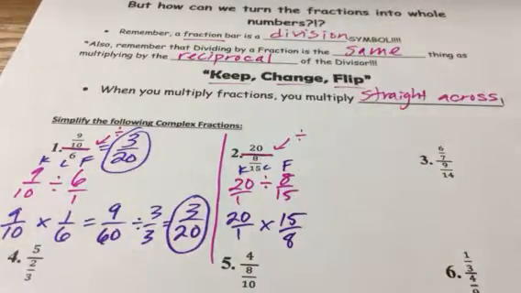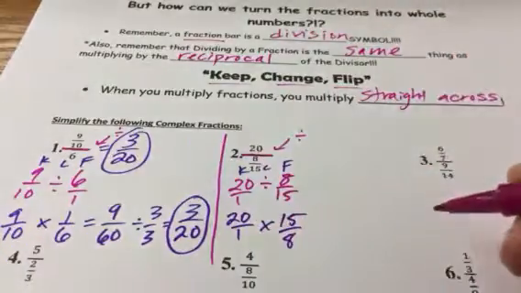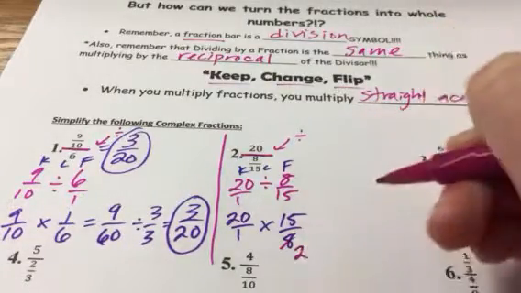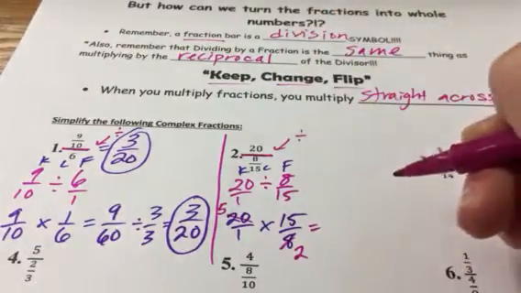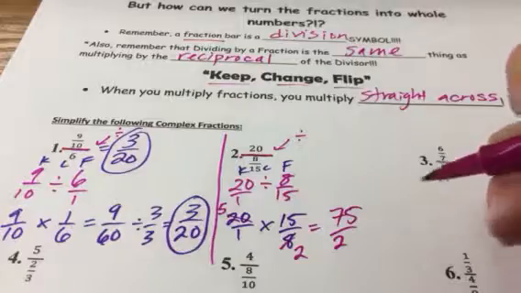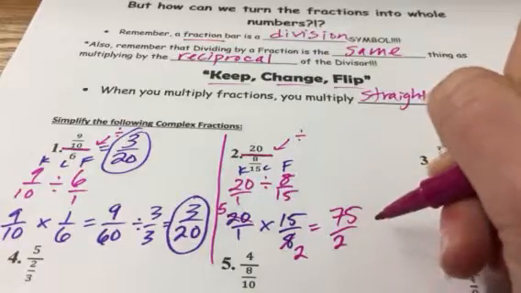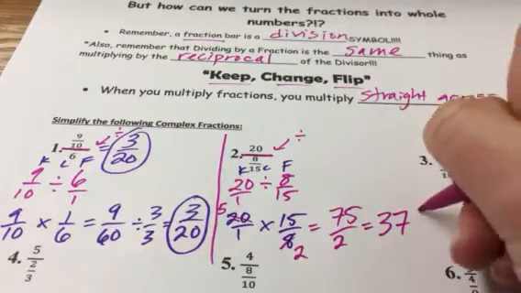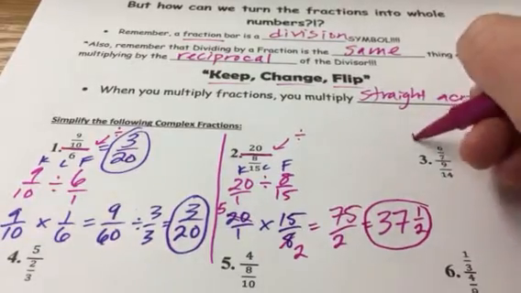Now if you remember back to our fractions unit, we can actually simplify this before we multiply it. I noticed that 20 and 8 are both divisible by 2. Actually, they're both divisible by 4. 4 goes into 8 2 times, 4 goes into 20 5 times. Now I'll multiply straight across. 5 times 15 is 75 over 2. And now I'm going to turn this into a mixed number. So 75 divided by 2 is 37 and a half. Bada bing, bada boom.